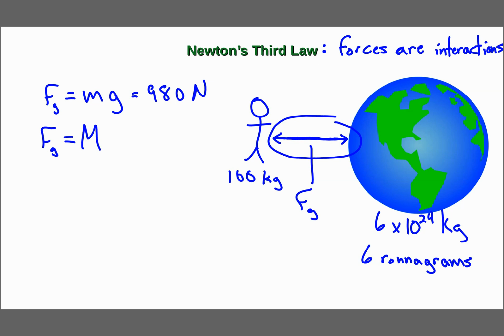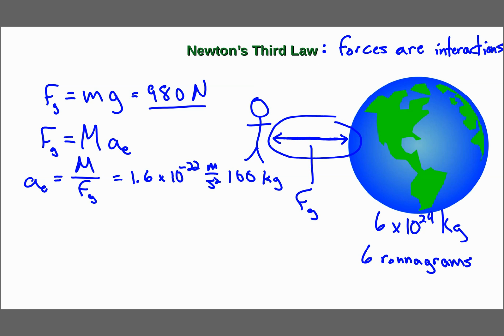So if I put that mass in for the Earth, and I want to solve for the acceleration of the Earth, then I can see that the acceleration of the Earth is equal to the force of gravity, which we calculated up here between me and the Earth, over the Earth's mass, and I get the acceleration that I impart on the Earth. The acceleration that I give the Earth is 1.6 times 10 to the minus 22 meters per second squared. So now let's go another step further.